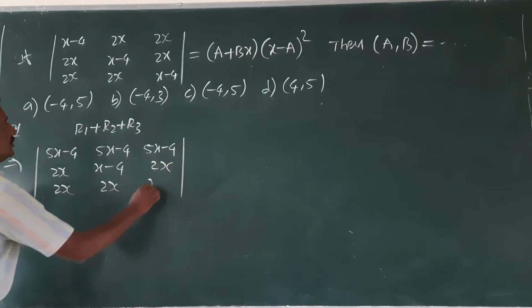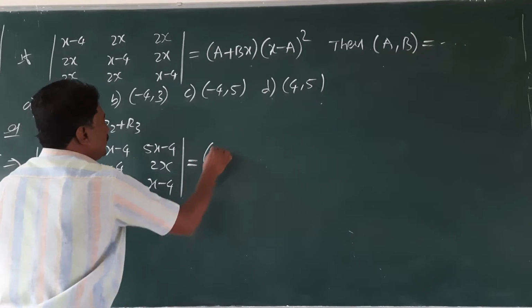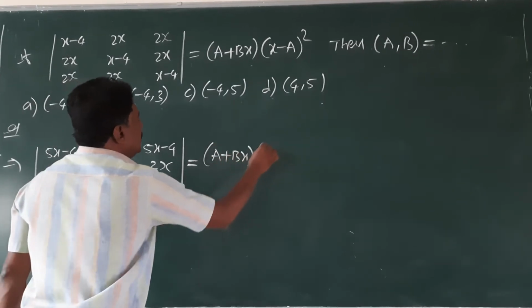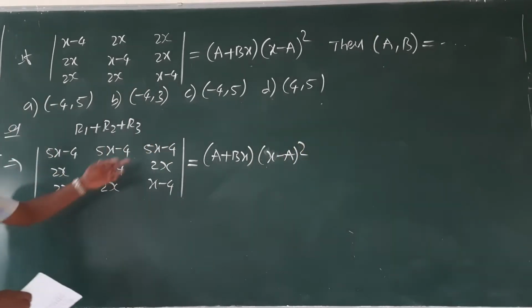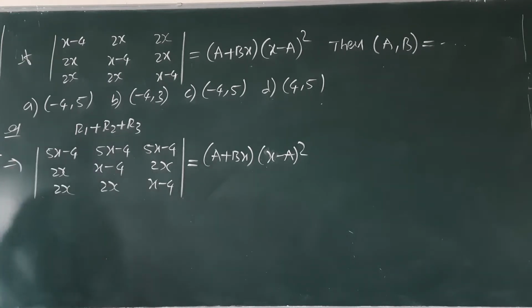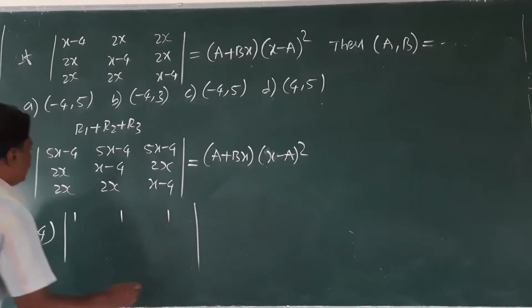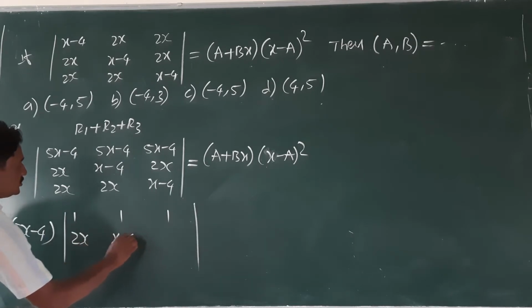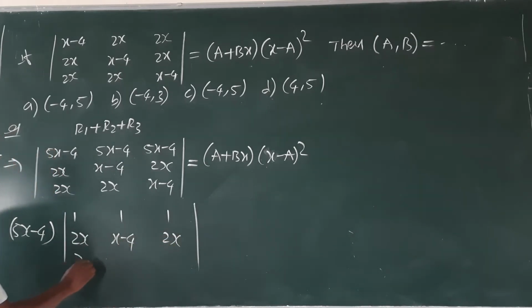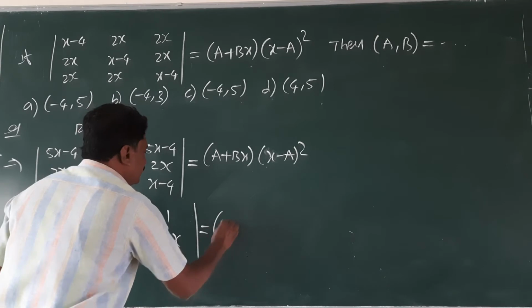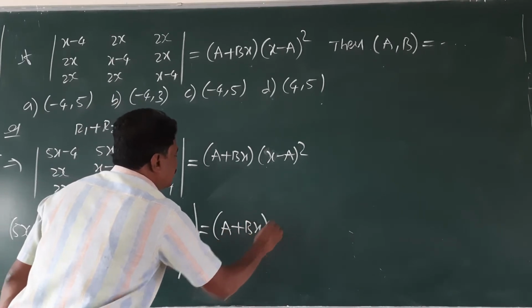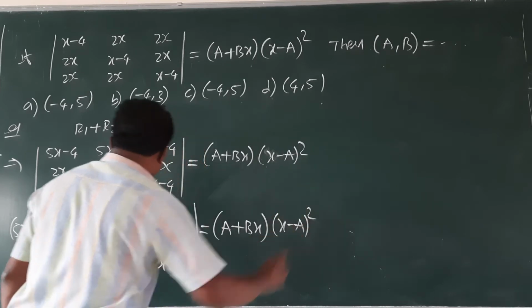2x(x − 4) = (a + bx)(x − a)². So remove 5x − 4 as common; you remove that as common. Remaining is 1, 2x, 2x, x − 4 equals (a + bx)(x − a)².